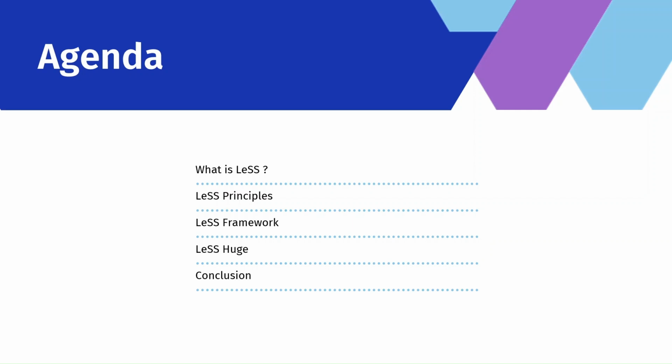First of all, we will discover what is the LeSS framework. Then, we will provide the LeSS framework's principles. Third, we will illustrate the LeSS framework architecture. After that, we will go through the added components to achieve the LeSS Huge framework architecture. Finally, we find the conclusion.